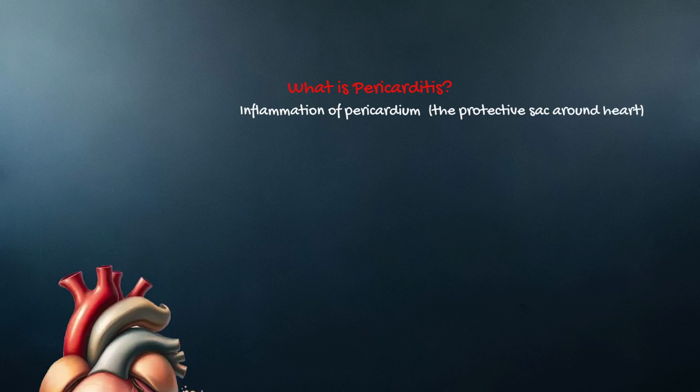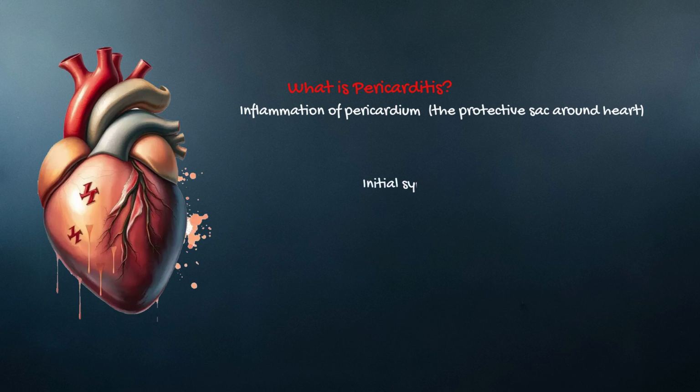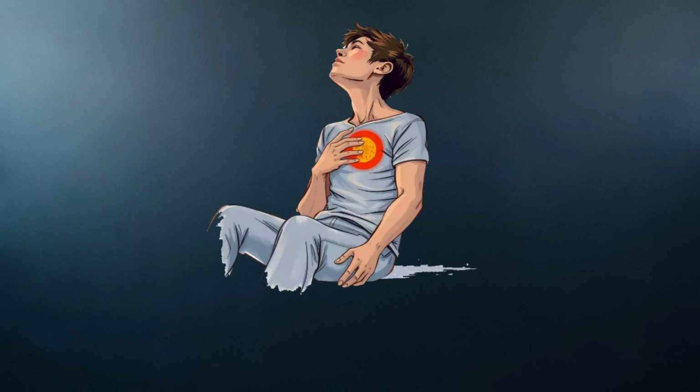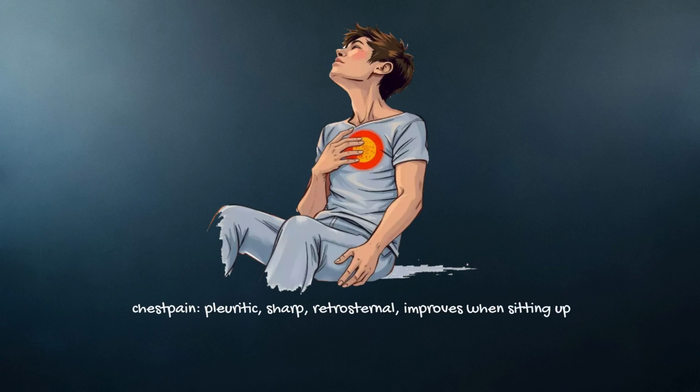Patients often start with a prodrome, things like fever, muscle aches, or general malaise. Then comes the hallmark symptom, chest pain. This pain is typically sharp, pleuritic, retrosternal, and what's unique is that it improves when the patient sits up and leans forward. Many patients also complain of shortness of breath.